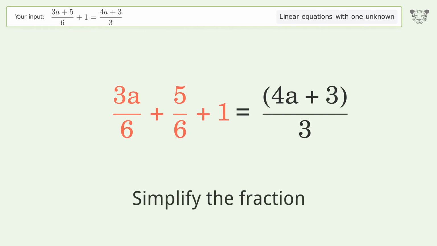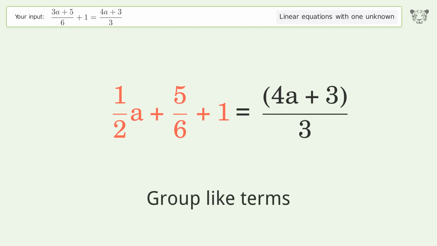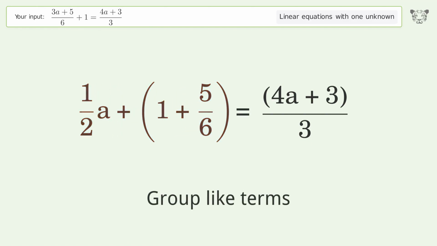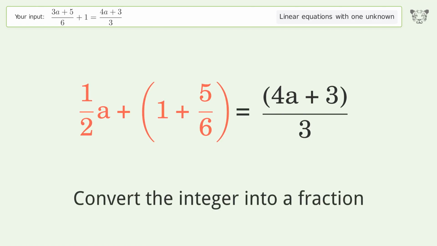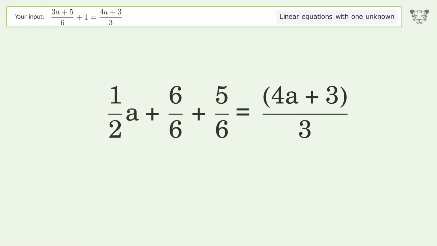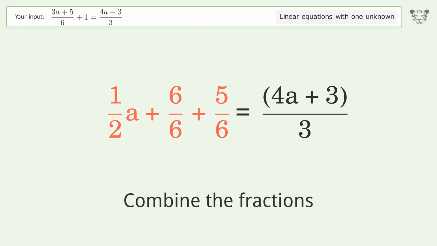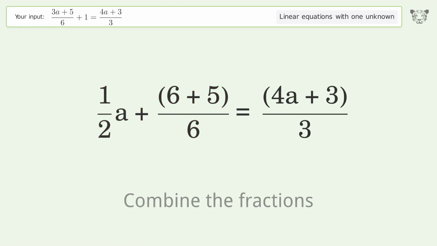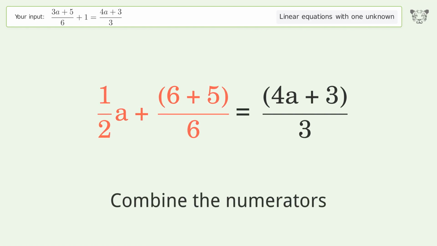Simplify the fraction. Group like terms. Convert the integer into a fraction. Combine the fractions. Combine the numerators.